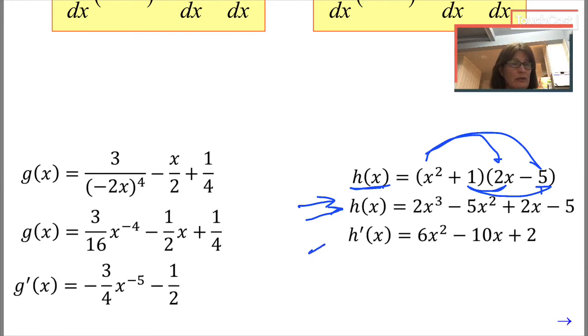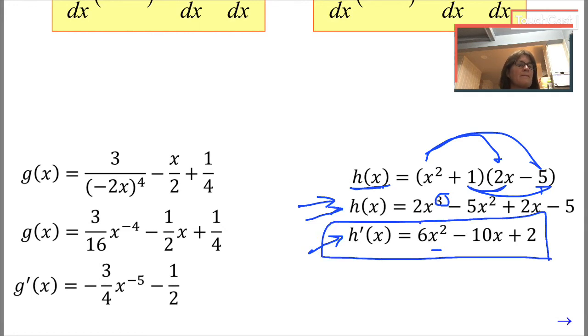Now I want to take the derivative. I'm going to use the power rule here. The 3 is going to come to the front, and it's going to multiply the constant multiplier 2 that was already there to make 6. And my exponent on x is 1 less, so 6x squared minus 10x plus 2. The end.